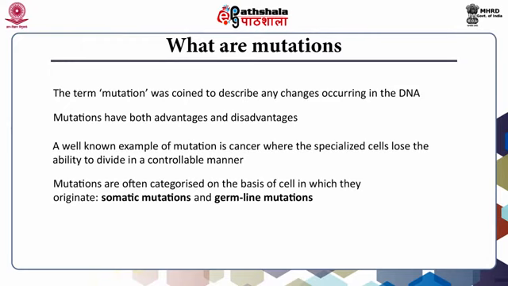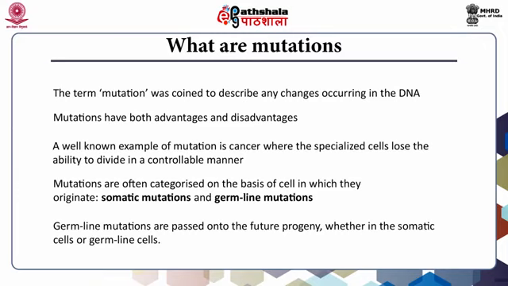Mutations are often categorized on the basis of the cell in which they originate. So, they are called either somatic mutations or germline mutations. If they are in the somatic cells, they are called somatic mutations. If they are in germline cells, they are called germline mutations. Germline mutations understandably are passed into the future progeny, whereas somatic mutations cannot necessarily be passed into future progeny.